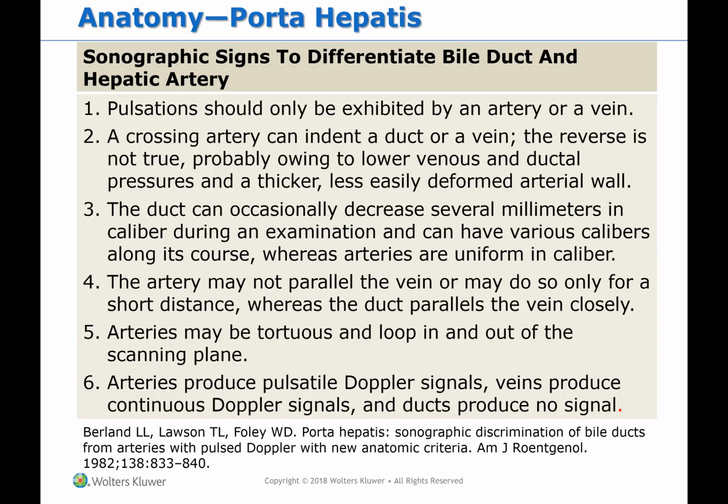These are the different sonographic signs between them. Pulsations should only be seen in an artery or vein. They should not be seen in a bile duct. A crossing artery can indent a duct or a vein, but the opposite is not true, because arteries have thicker walls.